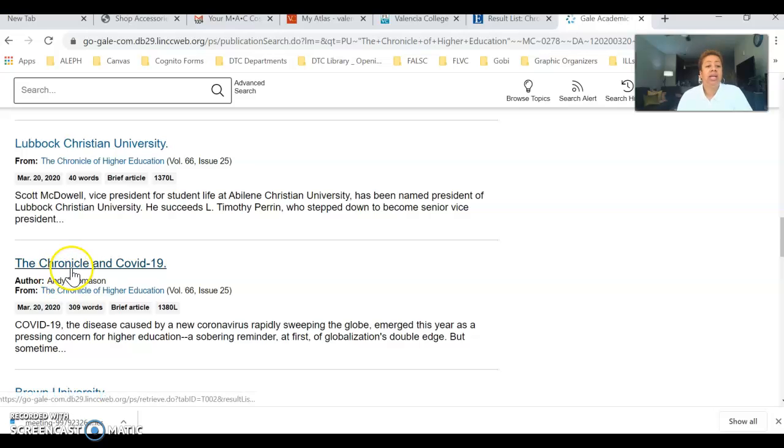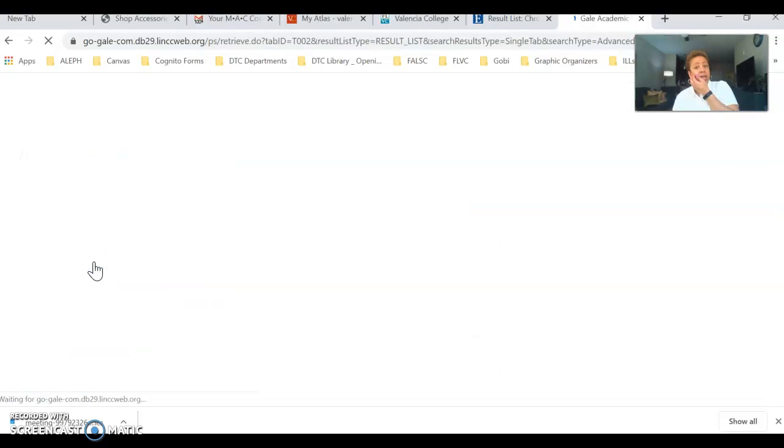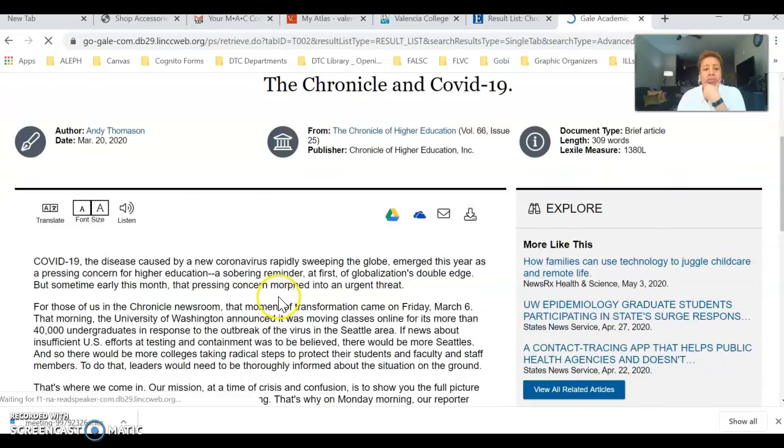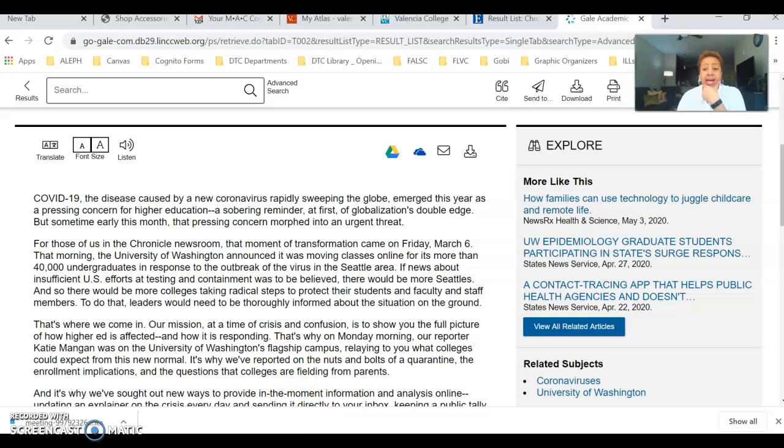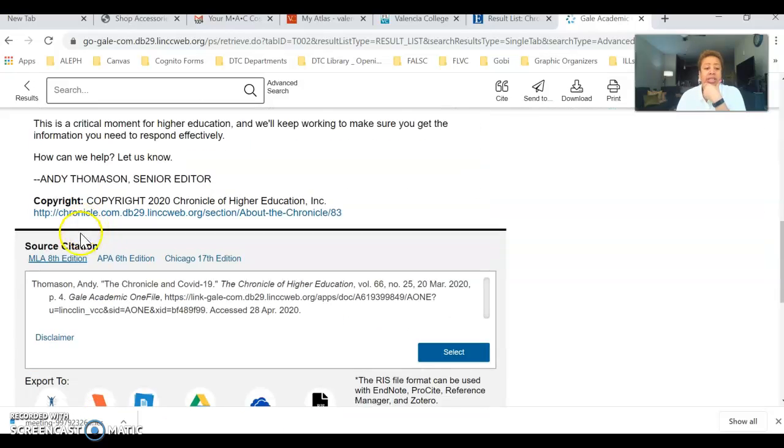Okay, here's a good one. Looks like it's about Chronicle and COVID-19. I don't know how in-depth this is, but let's take a look at that. So when I click on it, this is the article. Short. It cites it for you. Your citation is here. You can choose MLA 8th edition, APA 6th edition, or the Chicago 17th edition.